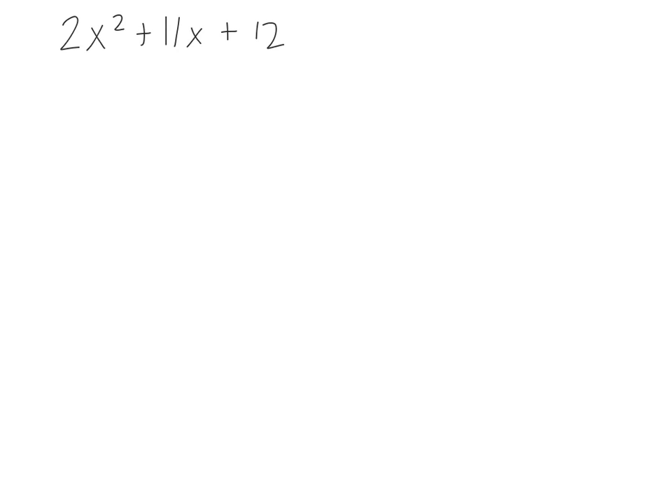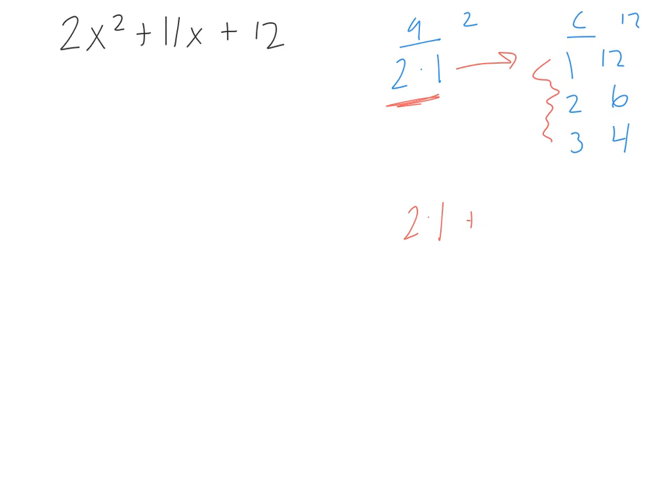Or, another way you could solve these problems is finding the factors of a. The factors of a are just 2 and 1. And the factors of 12, or c, could be 1 and 12, 2 and 6, or 3 and 4. I want to find a combination between my factors of a and the factors of c that would add up to 11. If I did 2 times 1 plus 1 times 12, that gets me 14. That is not my b. I'm trying to figure out which combination will get to 11.